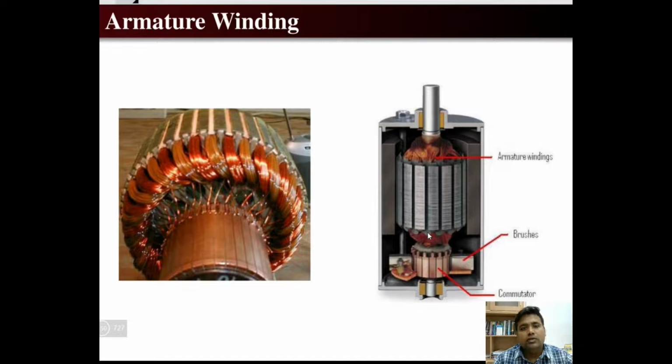So welcome to the next lecture in electrical machines. We were discussing the DC machines, and in this lecture we are going to focus our discussion on armature winding.